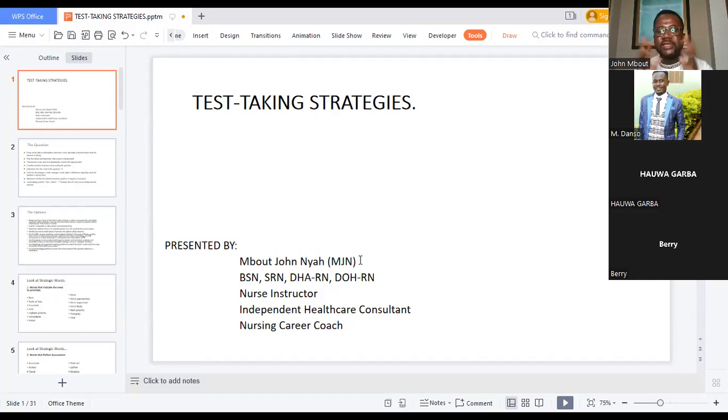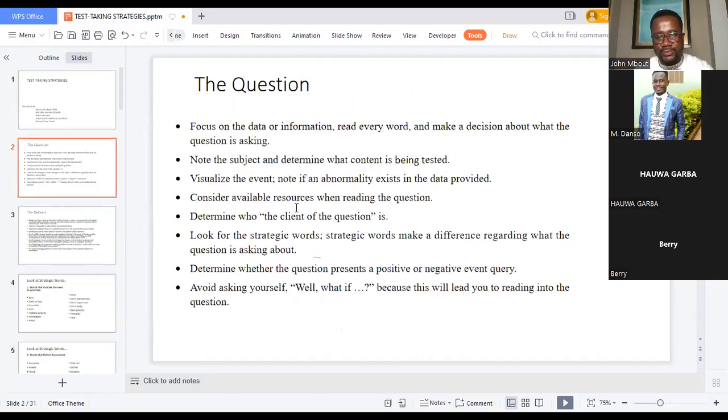Without much ado, let's move straight to the point. We're talking about examination questions. The first thing you're trying to do is to understand the question that is in front of you. So what we have to do is focus on the data or the information in the question, because this is what is important. You try to say, what is the question asking? What does the question want me to do? You look at the subject of the question and try to visualize the content.